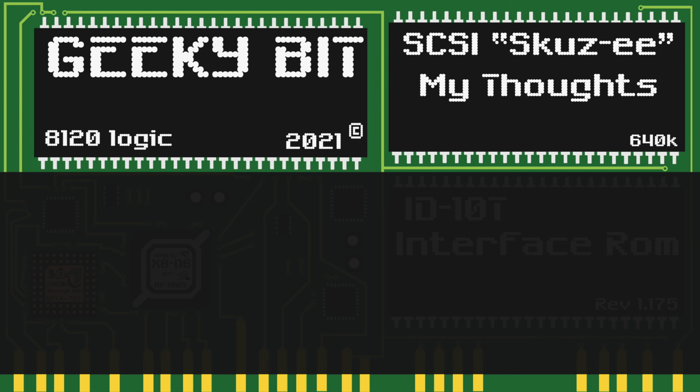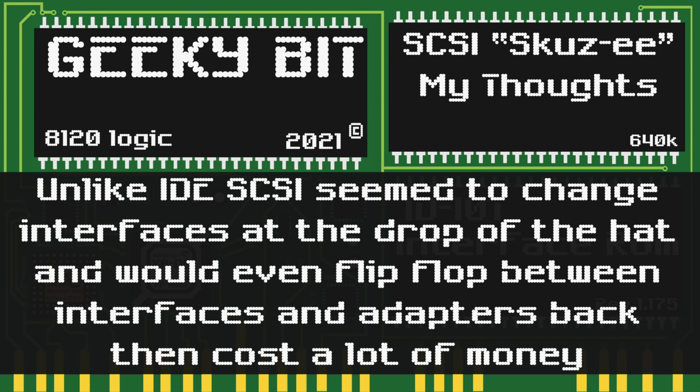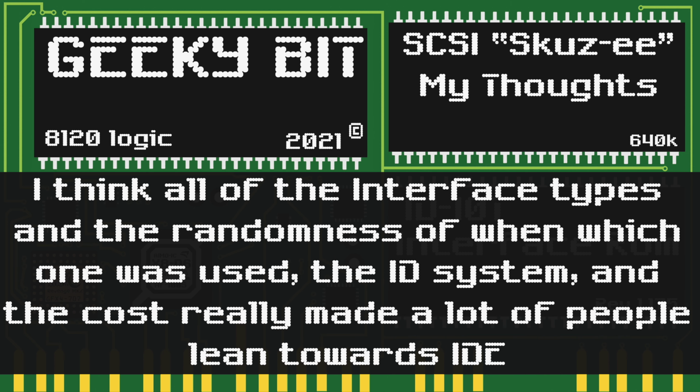Here are my thoughts on SCSI. I didn't get much experience with SCSI till the early 2000s, and what experience I did get made me feel like it was very clunky with its ID system, at least for PCs. Unlike IDE, SCSI seemed to change interfaces at the drop of a hat, and would even flip-flop between those interfaces, and adapters back then cost a lot of money. I think all of the interface types and the randomness of which one was used and the ID system and the cost really made a lot of people lean towards IDE.